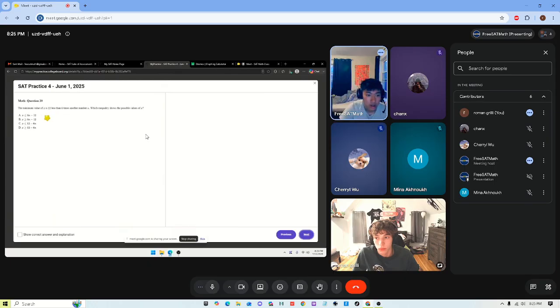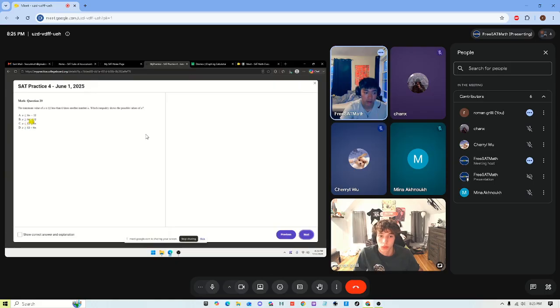So if the minimum value of x is 12 less than 6 times n, that means 6n would be our starting number, and then we see 12 less, so you have to subtract 12. So 12 less than 6n. It'd be either A or B, and the minimum value of x is that expression. If it's the minimum value, then it has to be a greater than or equal sign, because it can't go lower than that.